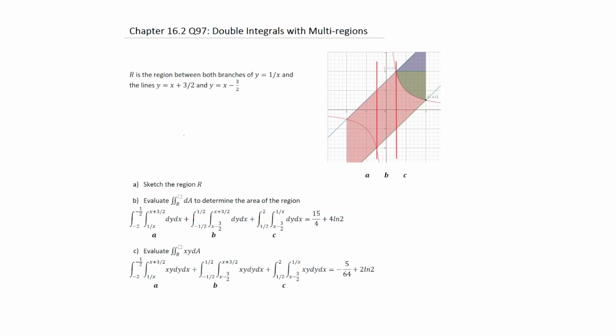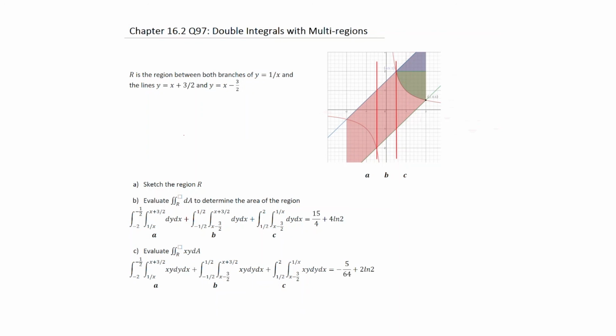And so that's basically what I've done in the upper right. If you look here, this line that you see here represents y equals x plus 3 halves. This line here represents y equals x minus 3 halves. And these two curves represent the curve y equals 1 over x. This is for x less than 0, and this is for x greater than 0.